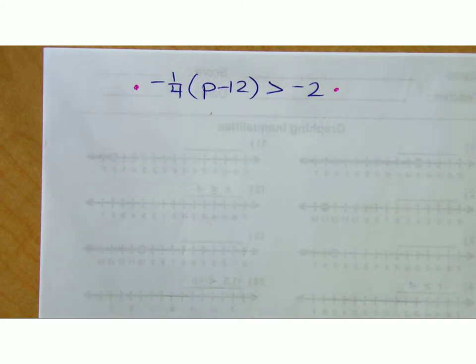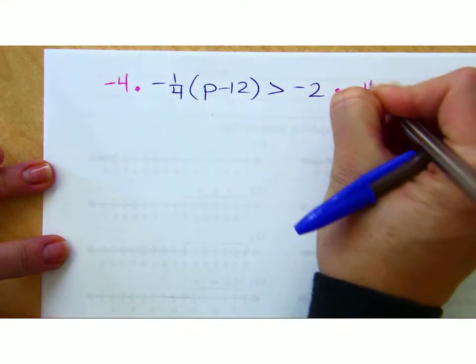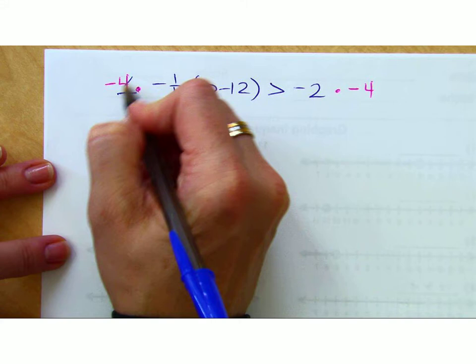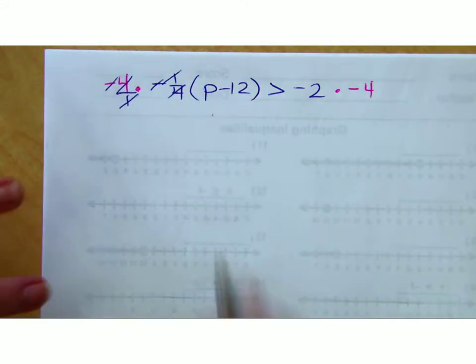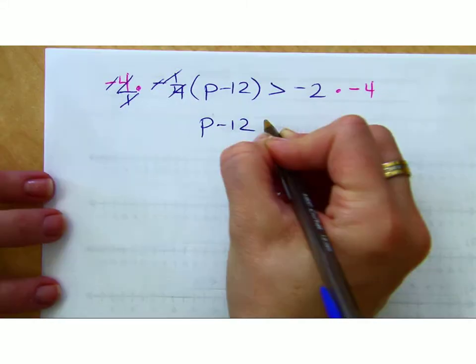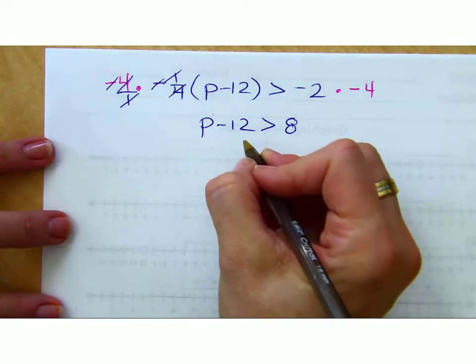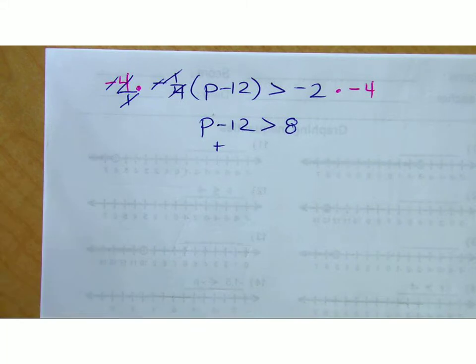Negative 4 over 1. So I'm going to multiply both sides by a negative 4, right? Which then, I cancel the 4s, I cancel the 1s, I cancel the negatives. Everything's great. This is exactly why I did that, because I want nothing left but that. And now that is just greater than or equal to 8.